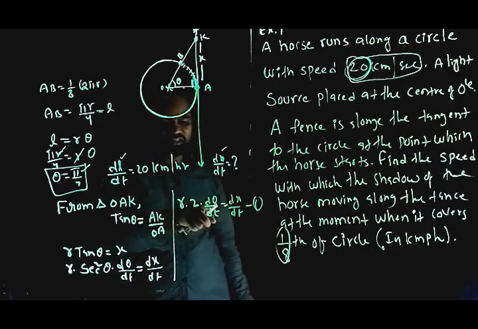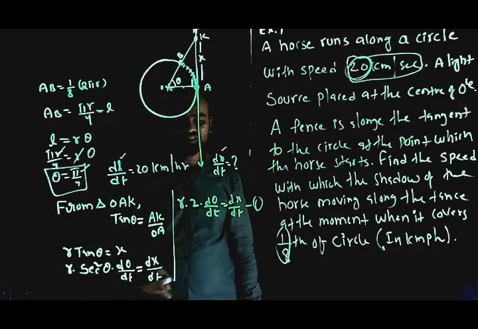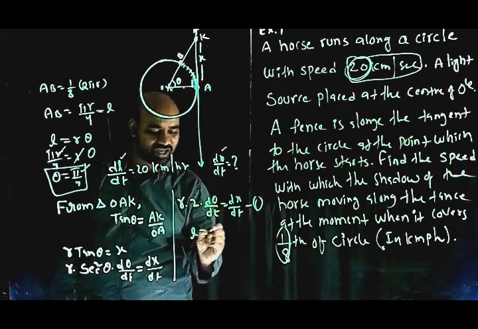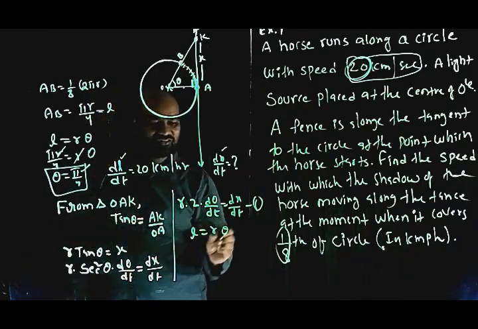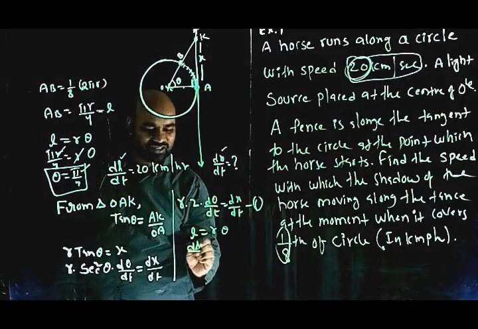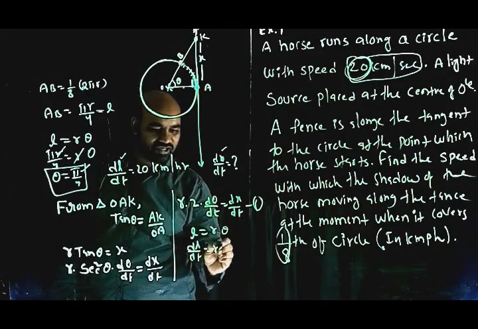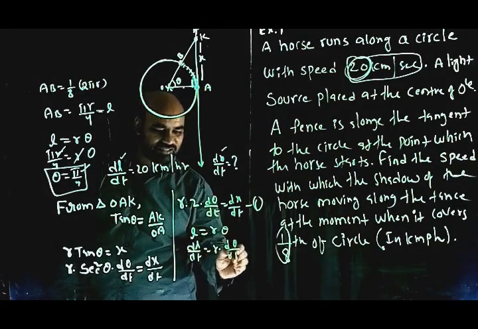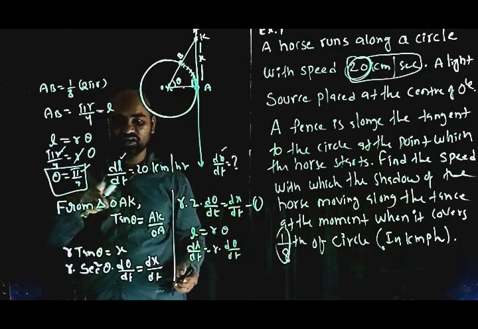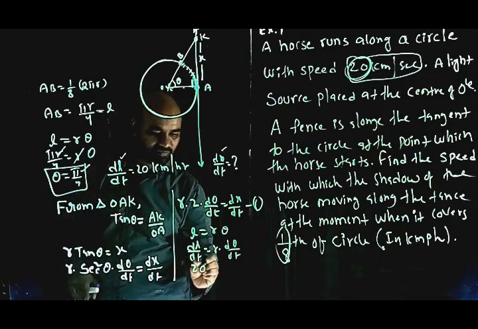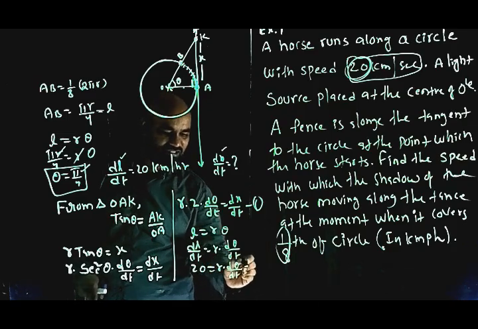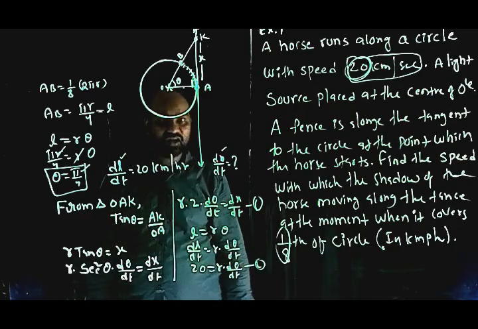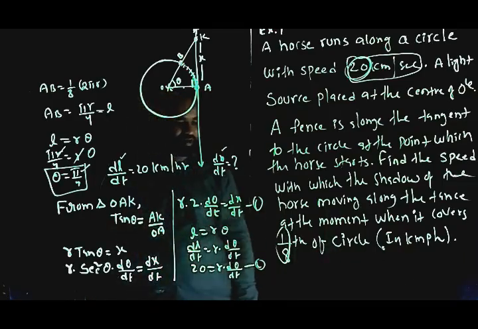Because I don't know d theta by dt, I want to find it. L equals r theta. By using this relation, you can find d theta by dt. Differentiating with respect to time, dL by dt equals r into d theta by dt. So dL by dt is 20, so 20 equals r into d theta by dt. This is the second equation. From 1 and 2, you get the solution for the problem.